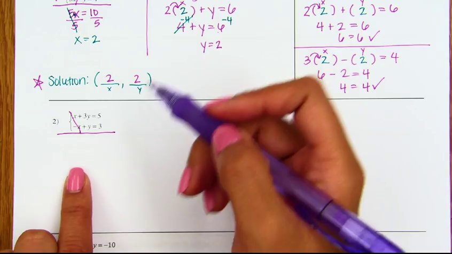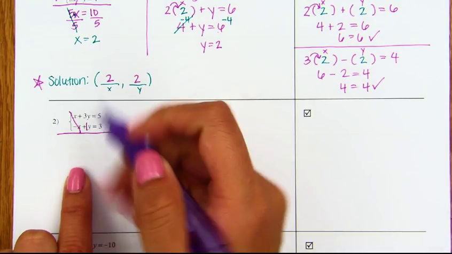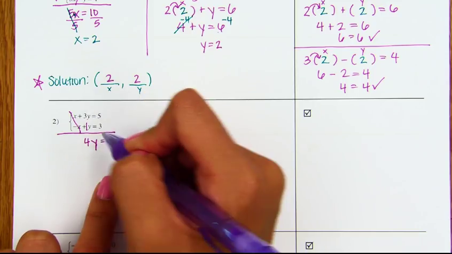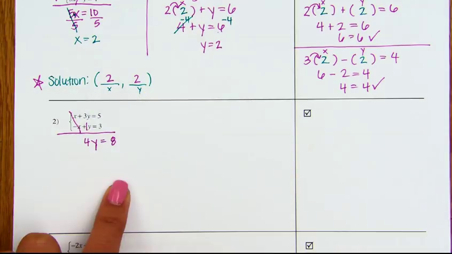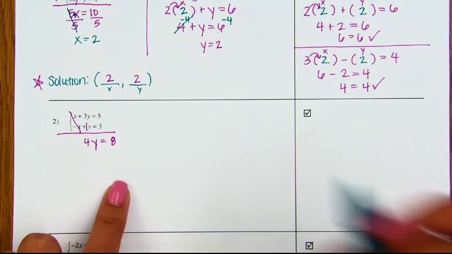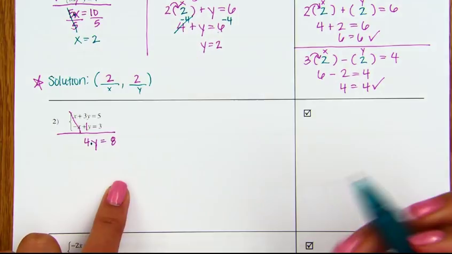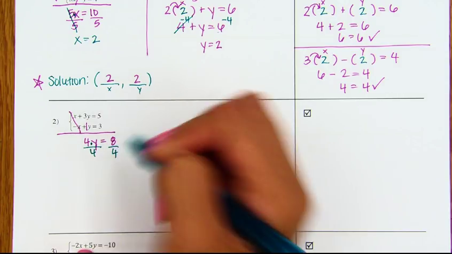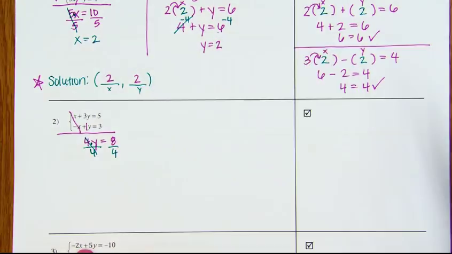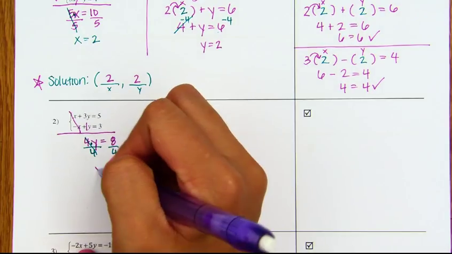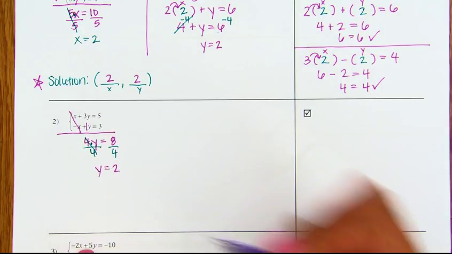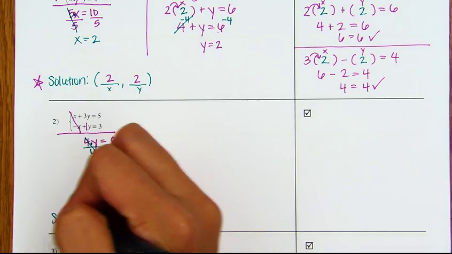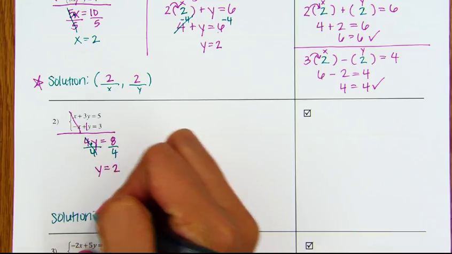Now I'm going to add them straight down. 3y plus 1y gives us a grand total of 4y equals 5 plus 3 is 8. So now that I have that, all I'm going to do is solve for y. Since this is multiplication, we're going to do the inverse, which is to divide both sides by 4. The 4's are going to cross cancel, leaving us with y equals 2. So as of right now, I do have part of my answer. So I'm going to go ahead and start my solution.